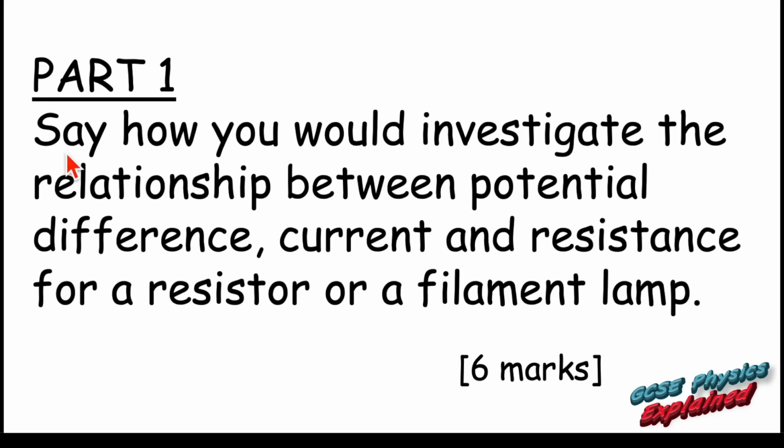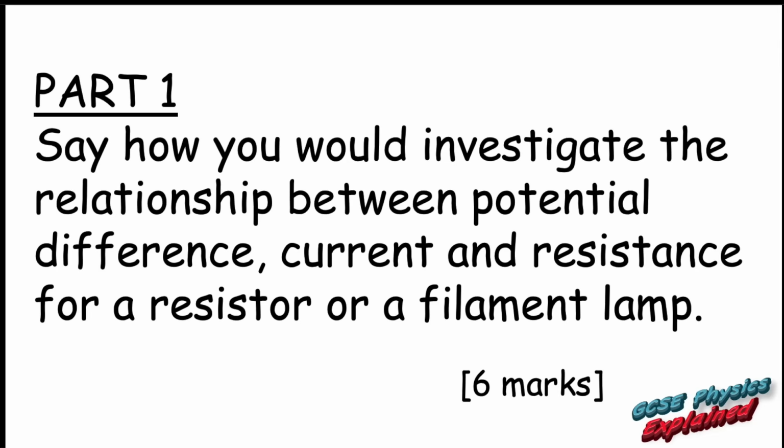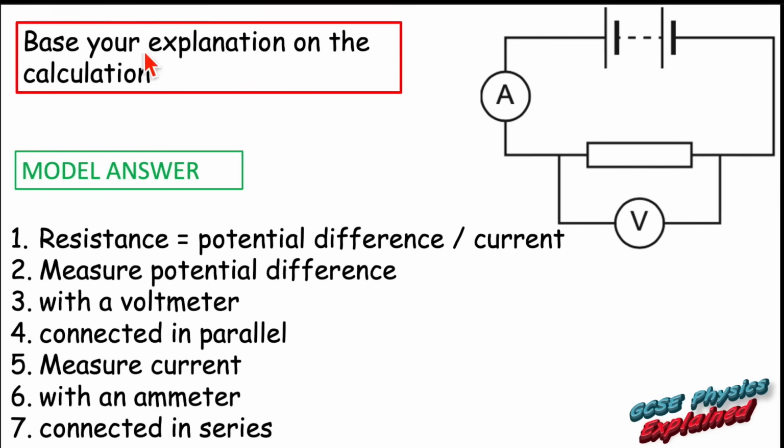Part 1: say how you would investigate the relationship between potential difference, current and resistance for a resistor or a filament lamp. 6 marks. So yeah, base your explanation on the calculation. The model answer would be: we're trying to calculate the resistance. So resistance is potential difference over the current.